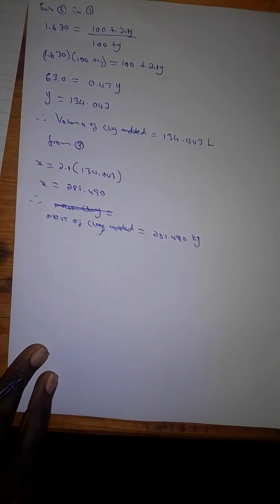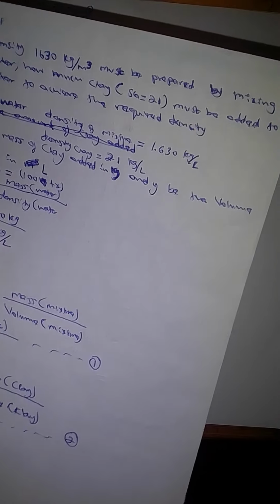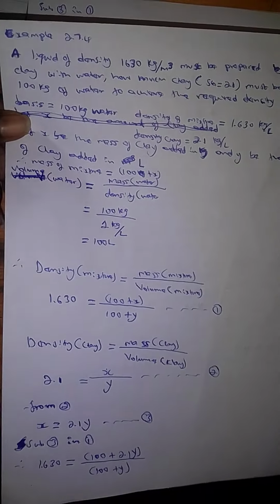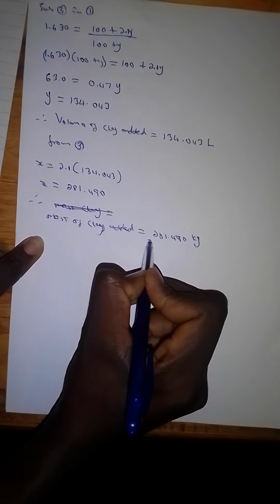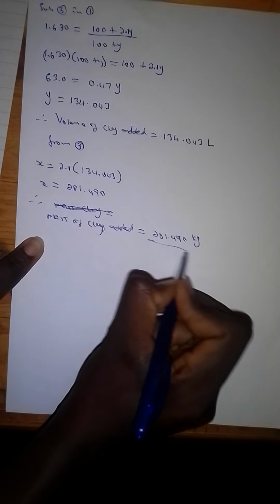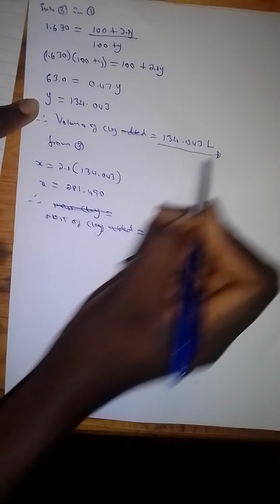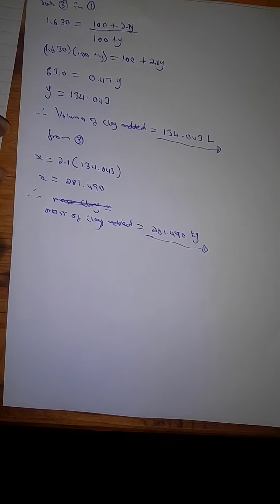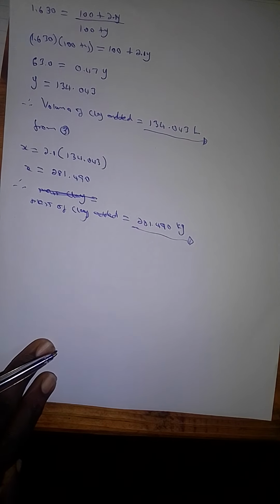Remember the question was asking how much clay must be added to 100 kilograms of water for us to achieve that density. This is how much clay must be added, 281.490 kilograms. And also, this is the volume of the clay. Either way, whether one presents it in the volume or in the mass, I think it shouldn't really be much of a difference. So this is our example 2.7.4.